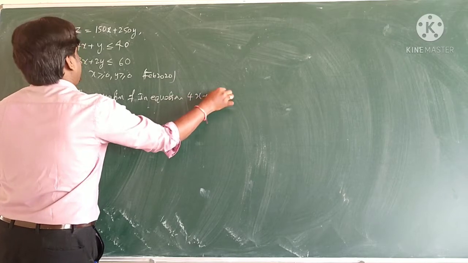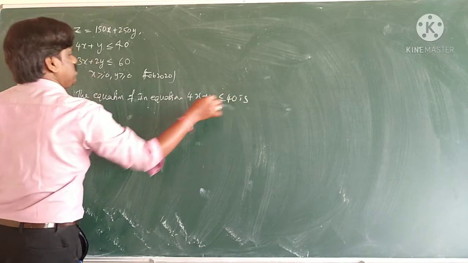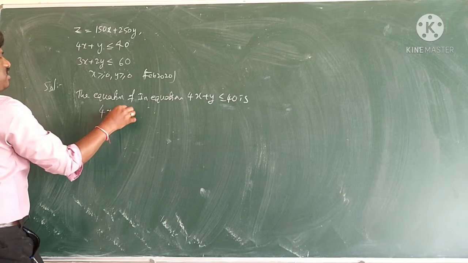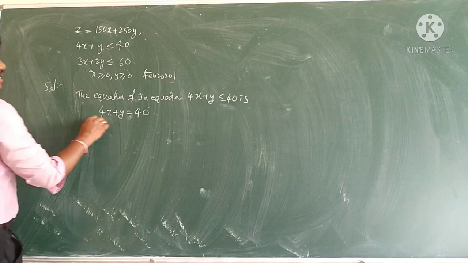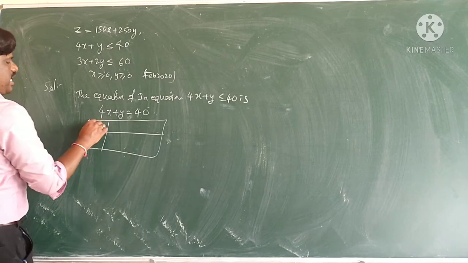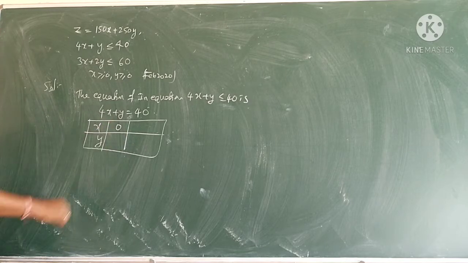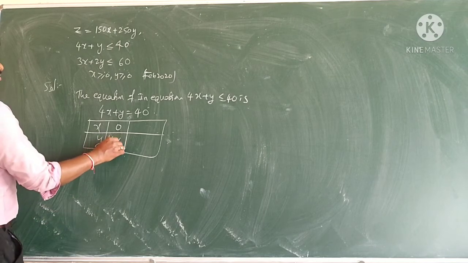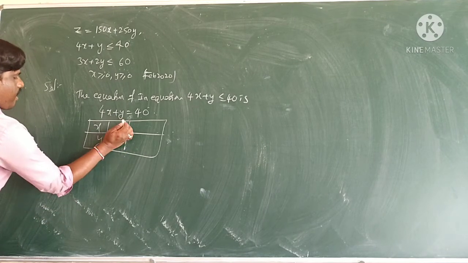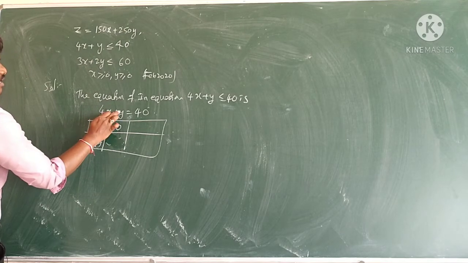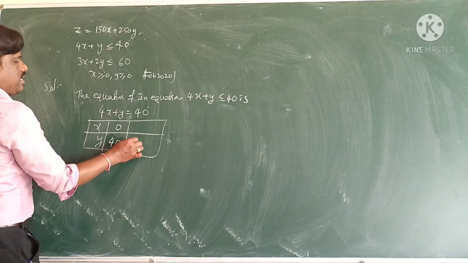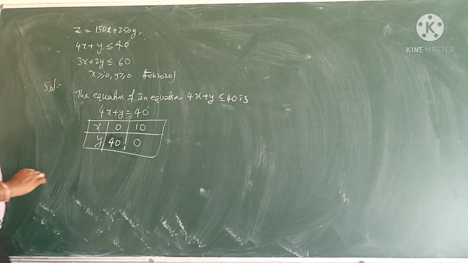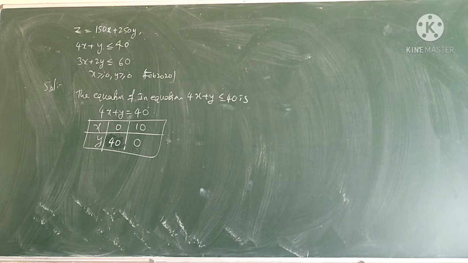4x plus y less than or equal to 40 becomes 4x plus y is equal to 40. First you have to write the equation. Then you can take x, y. Keep x as 0. Then what is the value of y? 40, right? If you keep y as 0, how much is x? 10. Right?